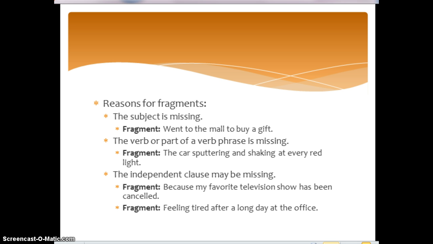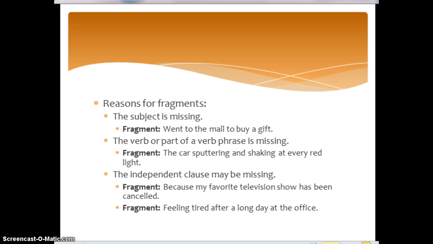The second one is that the verb or part of a verb phrase is missing. Usually everyone does include verbs in their sentences, so this is probably the one that I see less often. But, for example, the car sputtering and shaking at every red light. That does have a verb, sputter and shake. But you need the other part of the verb phrase. You would have to say the car was sputtering and shaking at every red light. Putting that was in there makes this fragment into a sentence.